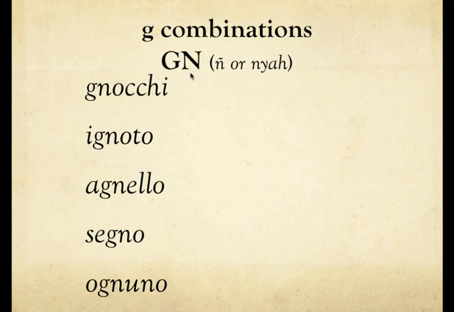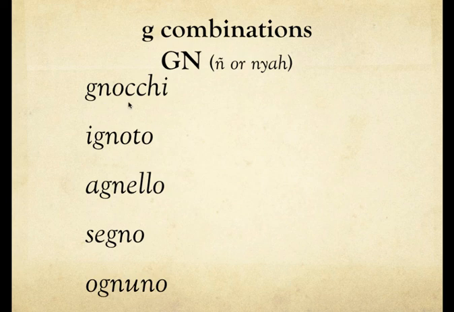The GN combination makes a ñ sound, like the ñ of Spanish, or a ña sound, montaña, ña. Okay, so here we have gnocchi, ignoto, agnello, segno, ognuno. So you can hear the GN makes a distinctive ñ sound.